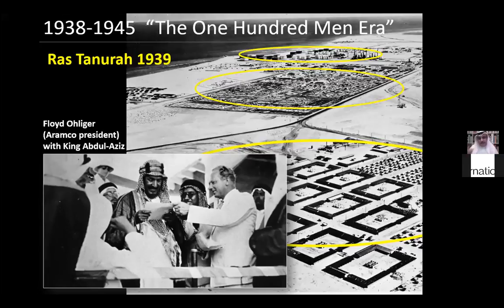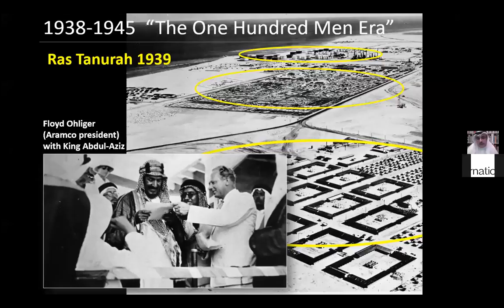But if you look at the aerial picture here, the way Ras Tanura was zoned is going to be critical for zoning Dammam and Dahran later on. In 1939, you could see in the picture, King Abdulaziz inaugurating the first shipment of Saudi crude oil from Ras Tanura. With him is Floyd Ohliger, the Aramco president. According to Aramco records, he's one of the people credited for establishing all of these urban codes in the Eastern Province, in Dahran and especially in Khobar. We'll talk a little about him later, Floyd Ohliger.